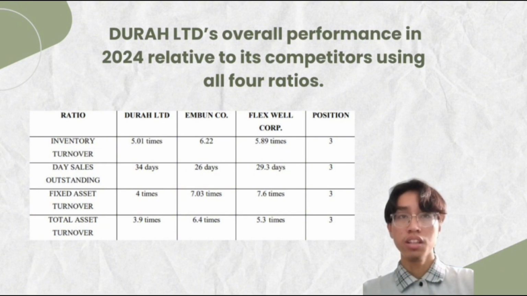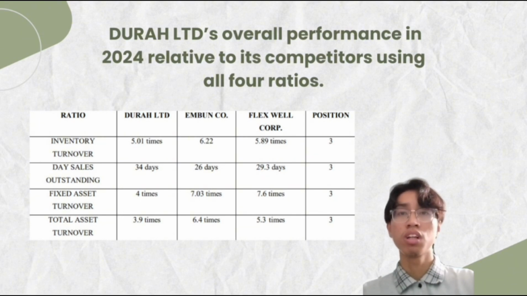This shows that DURAH is not using its fixed assets like buildings and machinery as efficiently to bring in revenue. And the last ratio, total asset turnover: DURAH's score is 3.9 times, which is again lower than NBU Co at 6.4 and Flexwell Corp at 5.3. This means that when it comes to using its total resources to generate sales, DURAH is still behind.